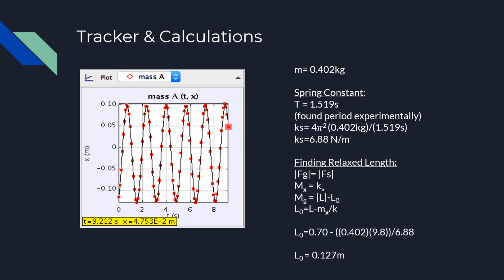And then finding the spring constant from this, as you can see, was using the formula 4 pi squared times the mass of the object divided by my oscillation period squared, to find out that Ks was equal to 6.88 newtons per meter. Then finding the relaxed length was based on the fact that the force of gravity is equal to the force of the spring. Doing those calculations, I found that the relaxed length would be 0.127 meters.